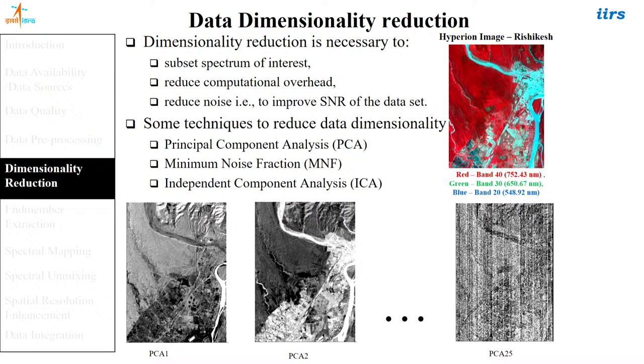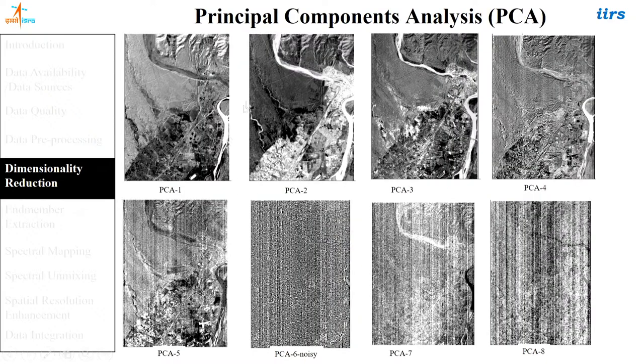Here are some of the data dimensionality reduction techniques: PCA, MNF, and independent component analysis. Normally principal component analysis is performed by translating and rotating to new axes, which is going to provide the maximum variance of the data. So here you can see this is one of the data dimensionality reduction techniques, PCA.